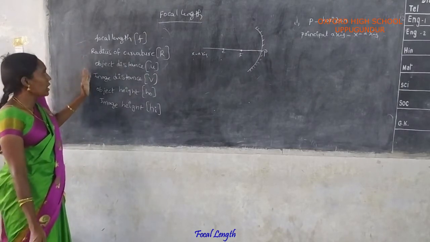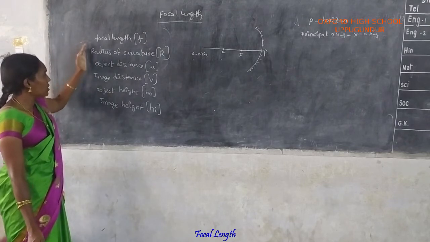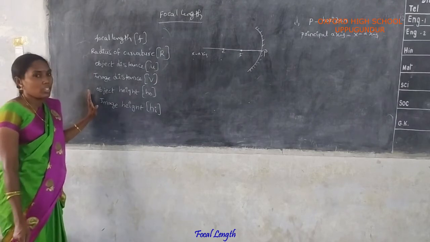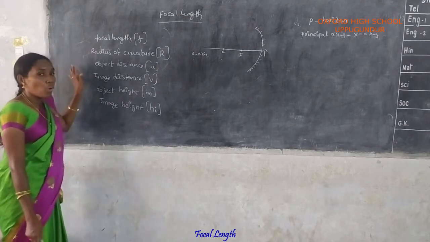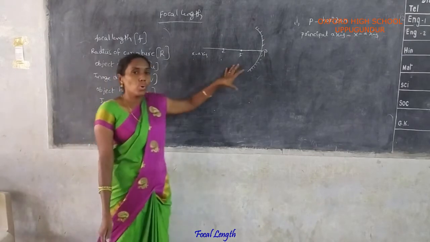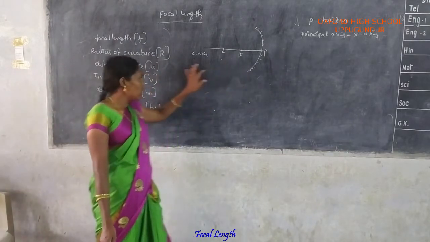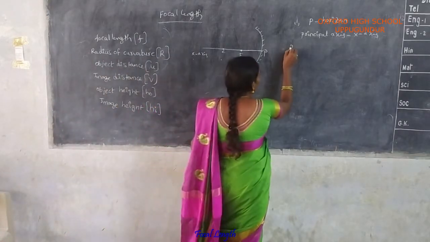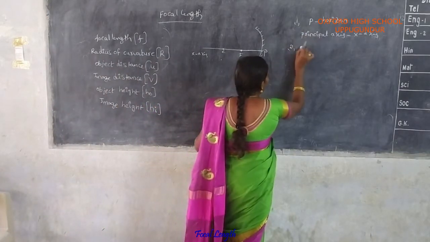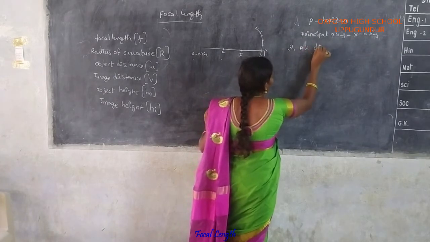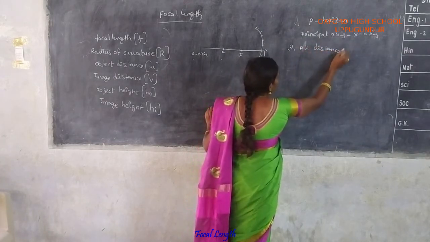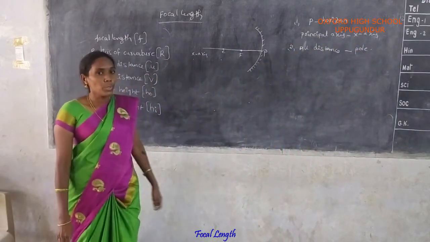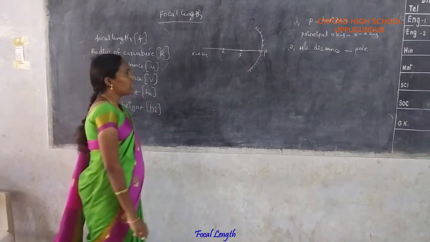Here there are 6 distances, amma: focal length, radius of curvature, object distance, image distance, object height, image height. All these distances are measured from the pole. See the second point, all distances should be measured from the pole, amma.